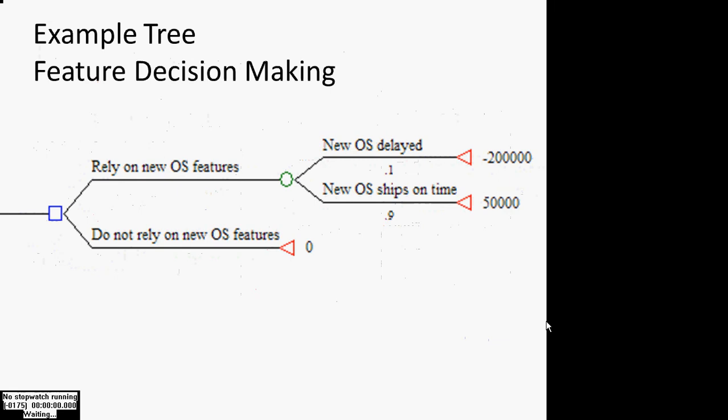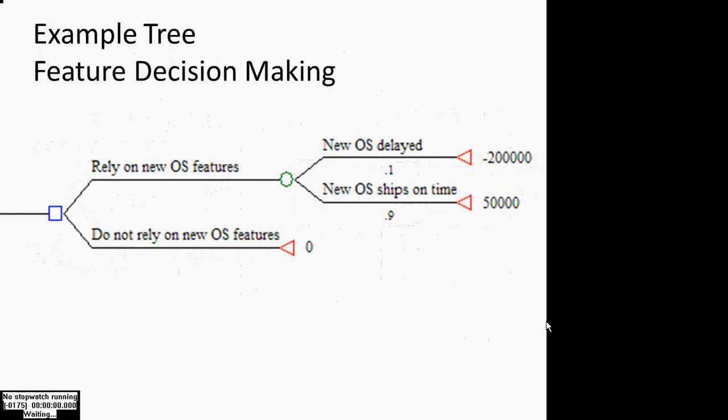Suppose you're developing a software product that's running on a certain OS. Maybe it's Mac OS, or maybe you're thinking about developing software for Windows 9, or maybe it's for Android. And you know that there's an OS upgrade that's going to be coming out down the road. You haven't seen it yet, but you understand it's going to have some really nice features for your software. And there's a question here: are we going to rely on these features or not?